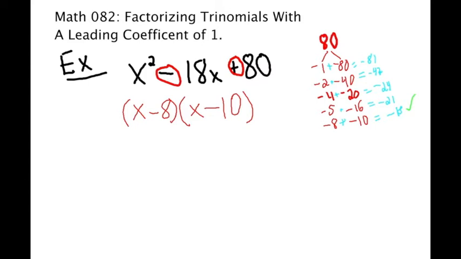Now let's look at another example. Our next example is going to be x squared plus 4x minus 32. So our next example is x squared plus 4x minus 32. First thing we're going to do, like we've been, is look at the signs. So our c term, our last term, is negative. Therefore, it's going to have to be a negative times a positive in order to get a negative.